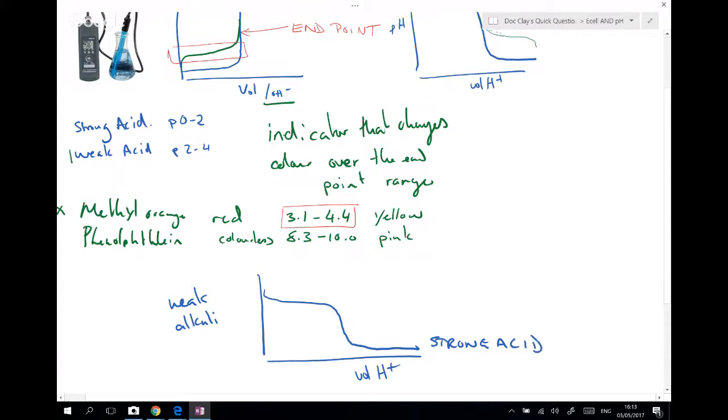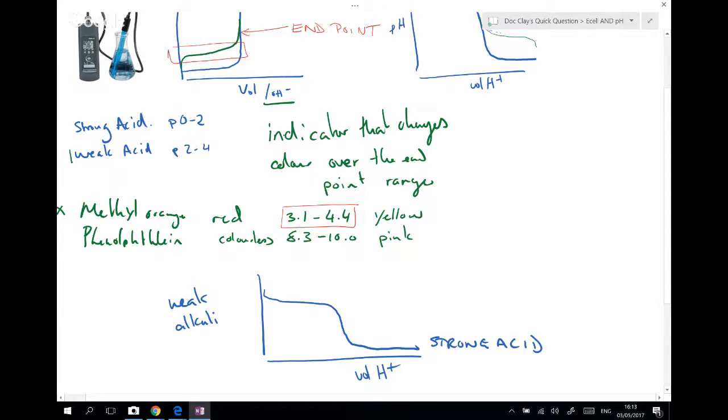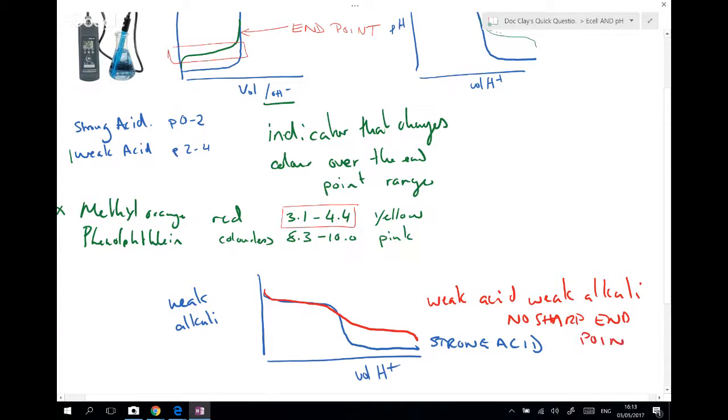But the key here is if we have a weak alkali with a weak acid, we'd end up with a curve where it sort of did this. And the thing about the addition of the weak acid and weak alkali is there's no sharp endpoint. And therefore, in order to do this pH calibration, we would need to use a pH meter, because we simply can't use a color indicator.